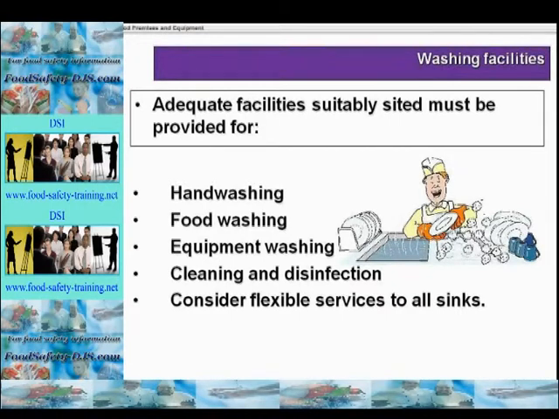So adequate facilities suitably sited must be provided for hand washing for personal hygiene reasons, and these must be easily accessible, adjacent to entrance, separate in clean and dirty areas, near sanitary accommodation. Non-hand operable taps are recommended. Food washing, separate to wash-up sinks where practical, may have cold water only. Equipment washing, cleaning and disinfection: you must provide adequate facilities, two sinks are preferable to one, and the use of flexible surfaces to sinks, so that these surfaces can be removed, and the sinks can be moved outwards for ease of cleaning.